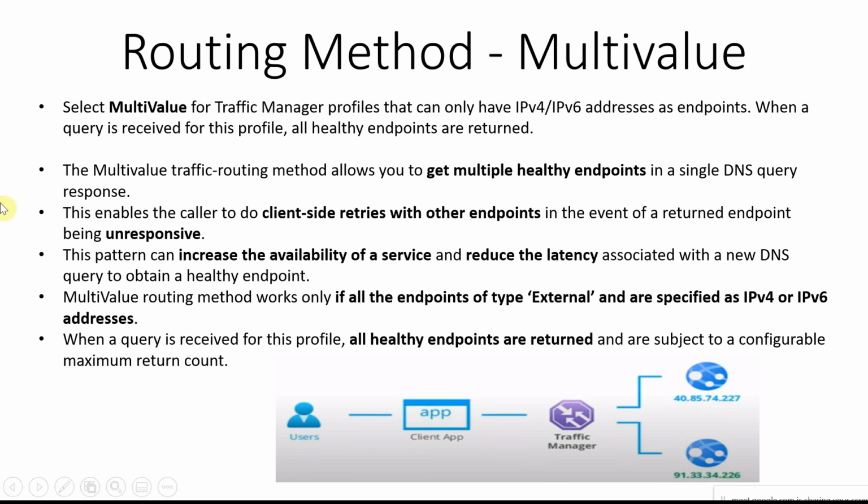Also this pattern can increase the availability of service and probably reduce the latency associated, because again it is multi-value. So generally multi-value is a good combination to consider, because it will look at the health parameter and also it returns more than one. So that if one is not accessible for some reason, it will automatically route you to the second one. So it always gets the advantage of combination.